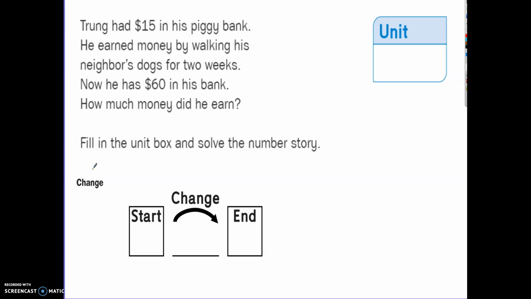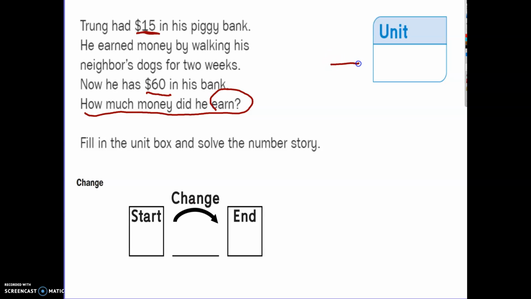Well, let's read it again. And then we're going to highlight or underline what we know. Trung had $15 in his piggy bank. So he had $15. He earned money by walking his neighbor's dogs for 2 weeks. So if he earned money, we have to think, does that mean he's adding money to his piggy bank or taking money out of his piggy bank? When I earn money, I get it. Somebody's giving it to me, so I'm going to put it into my piggy bank. Now he has $60 in his bank. So my task is to find out how much did he earn.